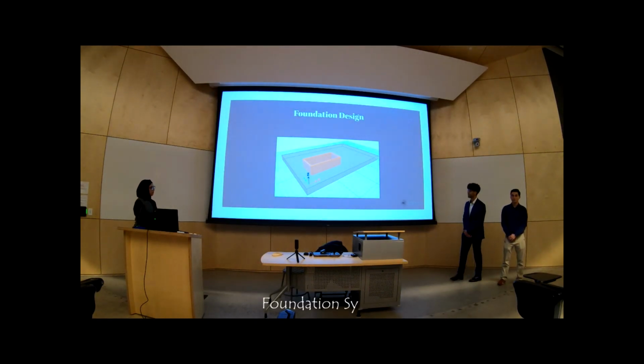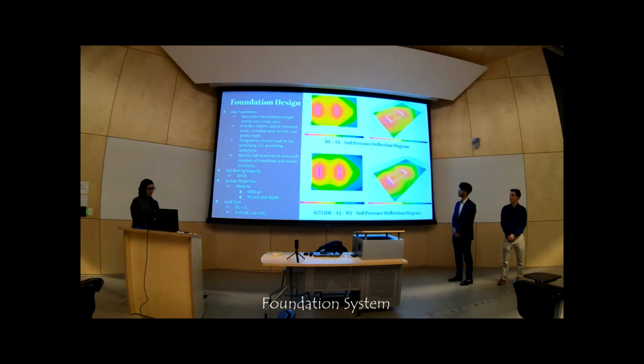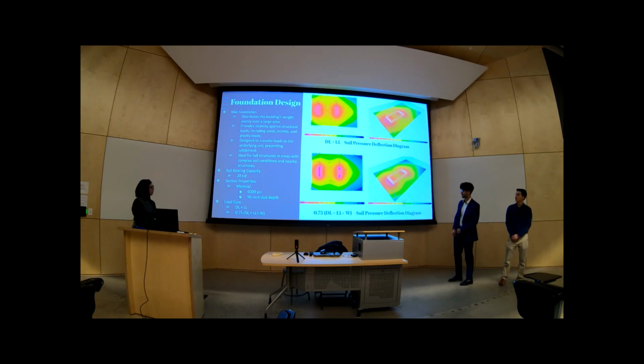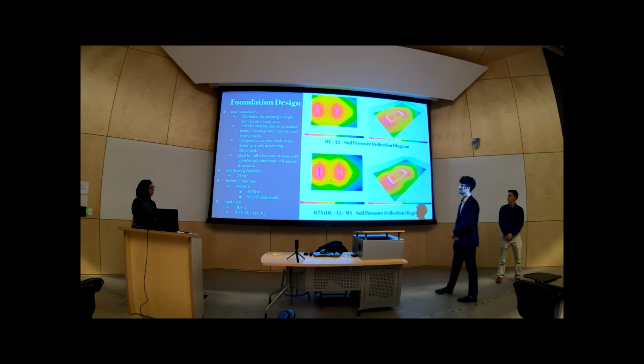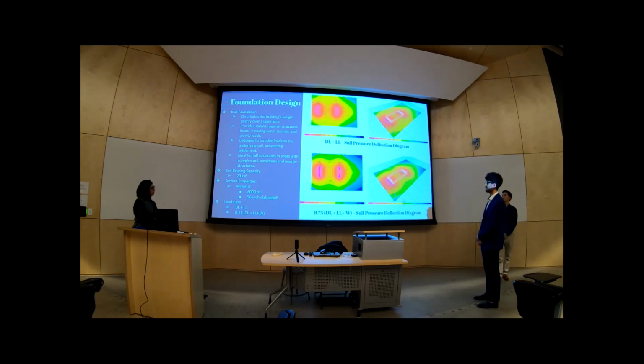So to go over the foundation design, this is our dead load plus live load soil pressure deflection diagram. And as you can see, with the 0.75 factored in, as well as the wind load, they look practically identical. This is a 3D. So as you can see, all the soil pressure lies where the core is. And basically, that foundation distributes the building's weight evenly over a large area, and it provides stability against structural loads, including wind loads, seismic loads, and gravity loads.